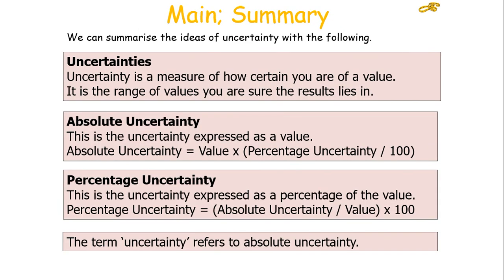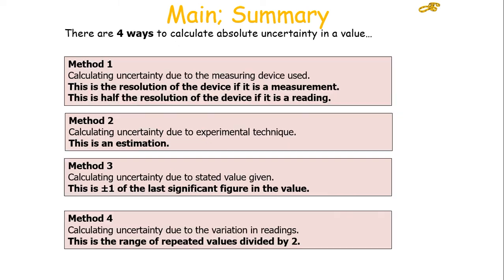So we can summarize our ideas of uncertainty with the following. Uncertainty is a measure of how certain you are of a value. It's the range of values you're sure a result lies in. The absolute uncertainty can be calculated by: absolute uncertainty is equal to value times percentage uncertainty divided by 100, whilst percentage uncertainty is the absolute uncertainty divided by the value times 100. The term uncertainty tends to refer to absolute uncertainty, not percentage uncertainty, and there are 4 methods to calculating the absolute uncertainty in a value.